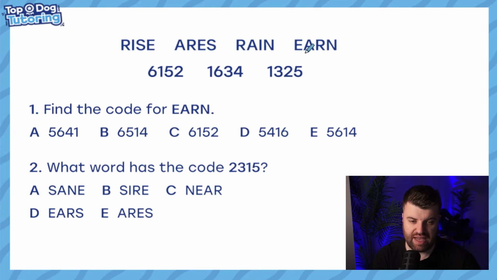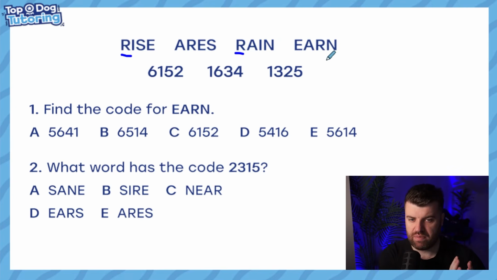Rise, Aries, rain, and earn. Now, unfortunately, we haven't got 2 letters in a row this time, but it's not the end of the world. That's just an easy foot in the door. We've got to try and find something else. And I noticed straight away that R appears in every single one of these words, which is really interesting. So let's think: R at the start, R at the start, R second, and R third.